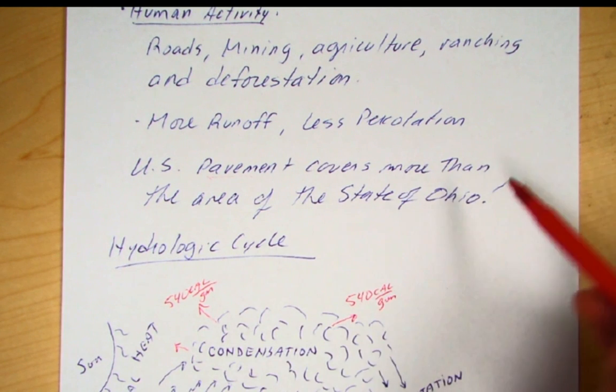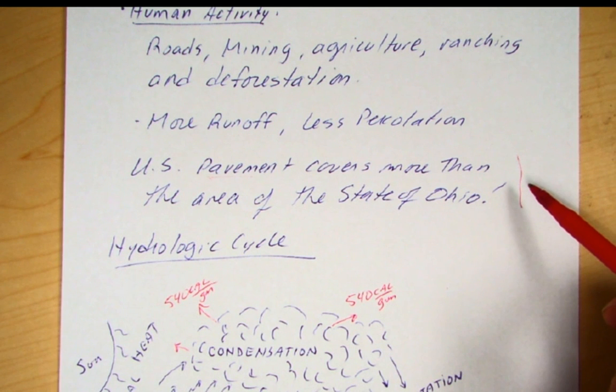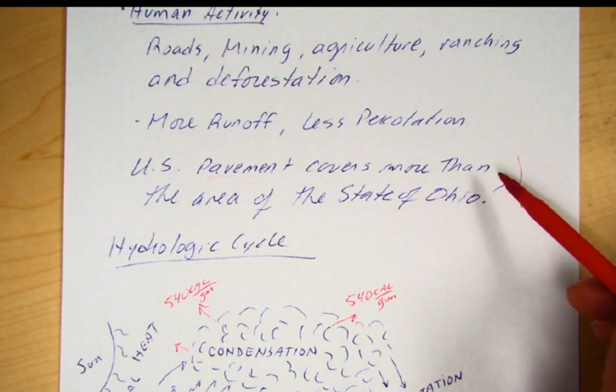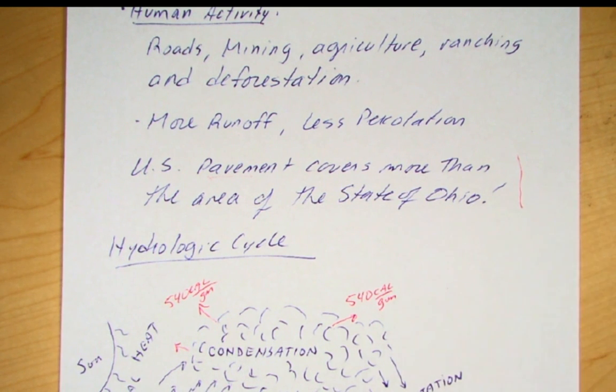Your book makes an interesting point. In the United States, if you were to gather all the areas that have been paved, roads, blocks, sidewalks, it covers more than the entire state of Ohio. So it's a huge area there.